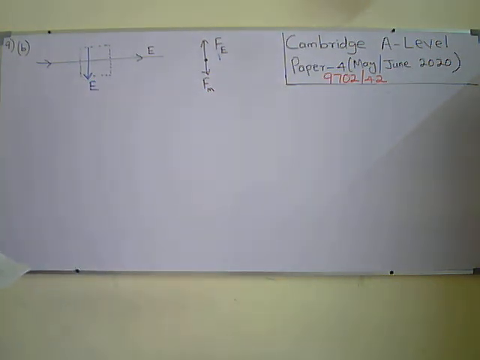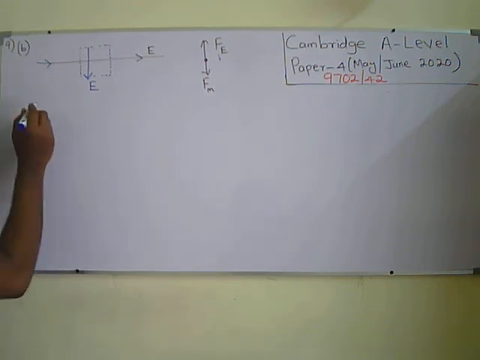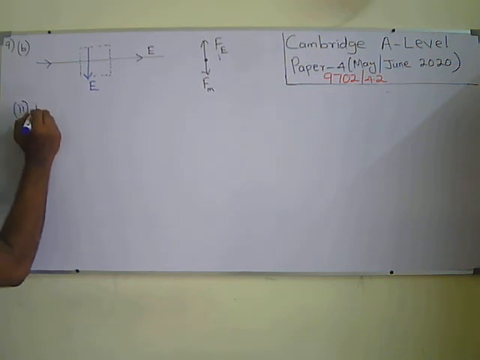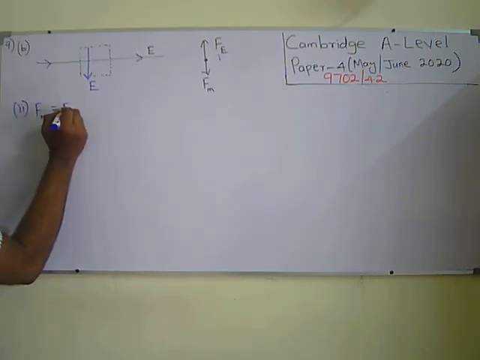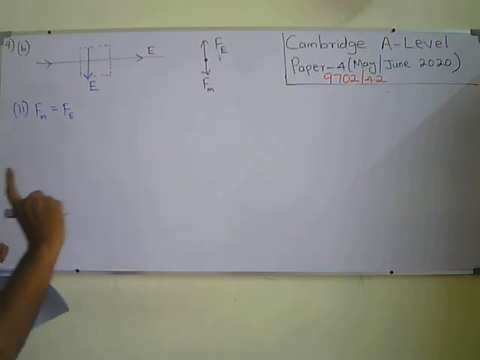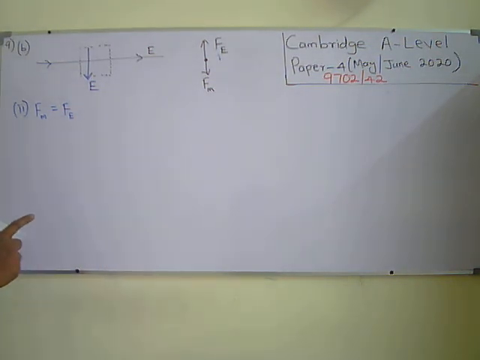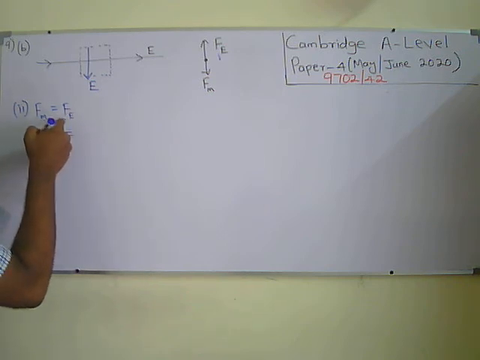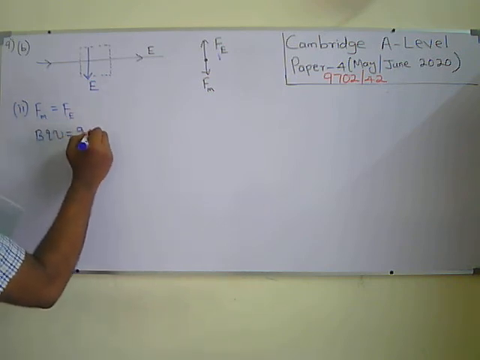Okay, that's the first part, B part. B part, second part: use the data from A to calculate the magnitude of the electric field strength. So I can say the magnetic force is balanced by the electrostatic force. That's the reason it's moving on a straight line. So the magnetic force is given by BQV, which is equal to the electrostatic force F equal to QE.